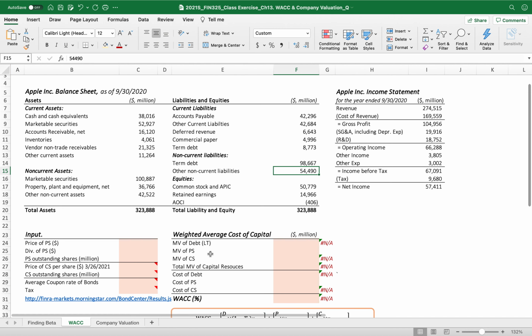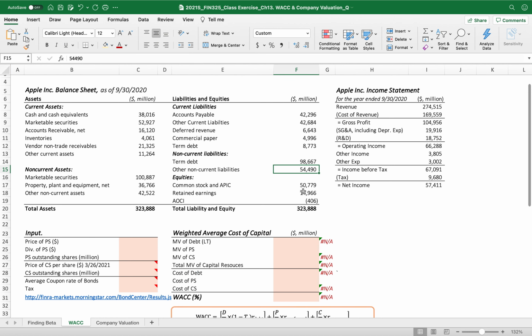But for stock, we are not using the equity or the preferred stock from the book value. Okay, so let's get started. The input section, the price of preferred stock. Do we have preferred stock? No, only the common stock and the long-term debt, right? So all this information related to preferred stock is not applicable.